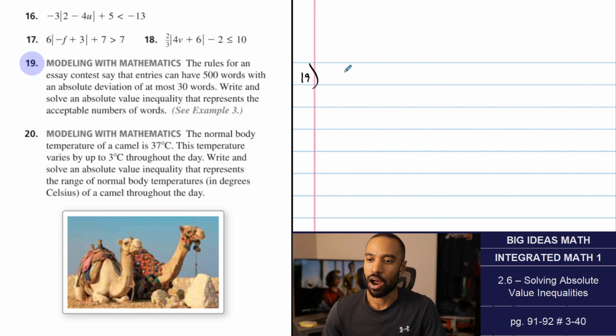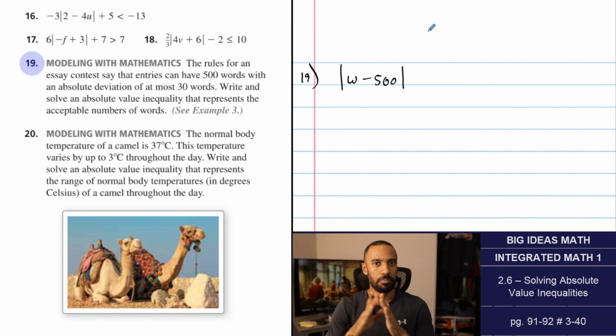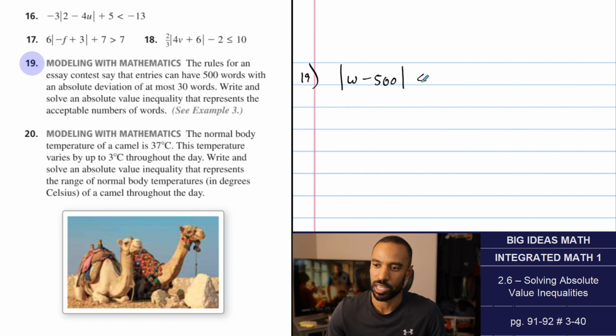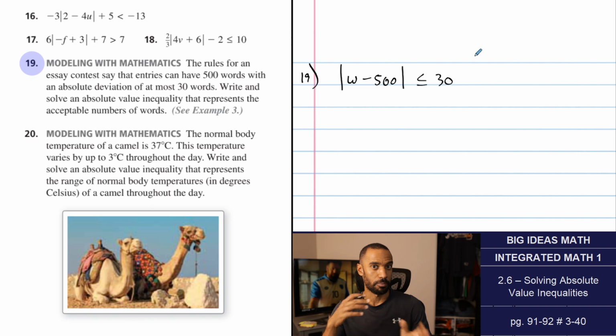The rules for an essay contest say the entries can have 500 words with an absolute deviation of at most 30 words. Write and solve an absolute value inequality that expresses the acceptable number of words. So if X is our amount of words, let's say W. If W is our amount of words that we can have, and we take the difference of our amount and 500, that must absolutely only be 30 words plus or minus that amount. That's where we say we must stay within 30 words of 500. The difference between our amount and 500 must be within 30. That's how that's set up.